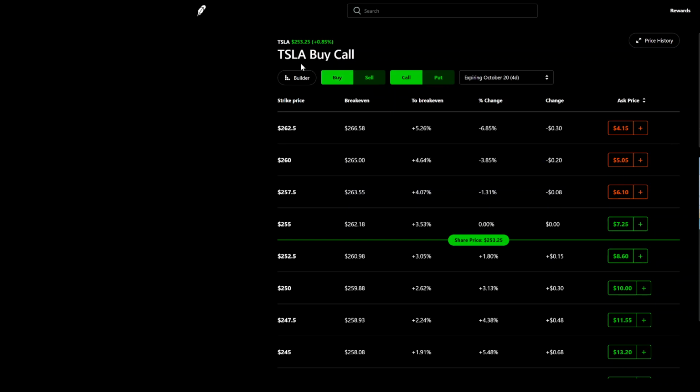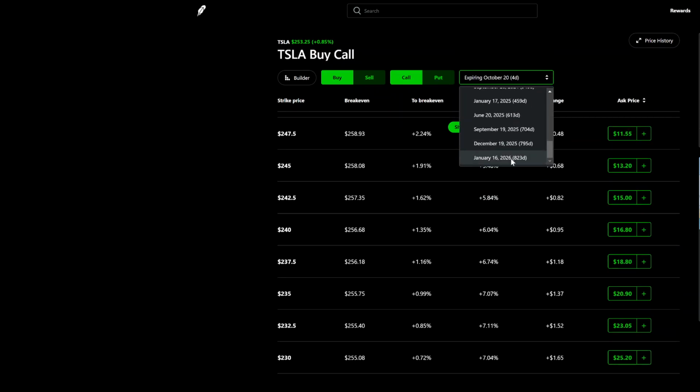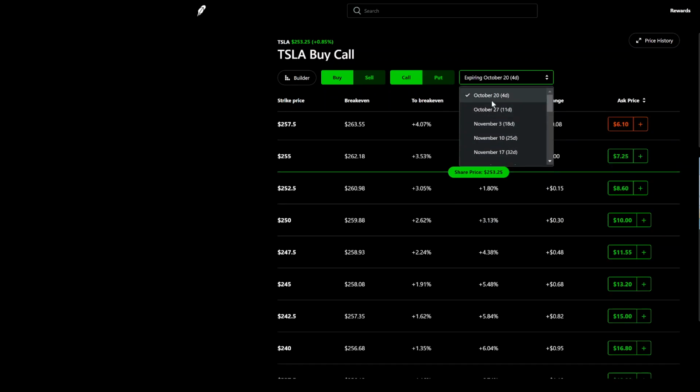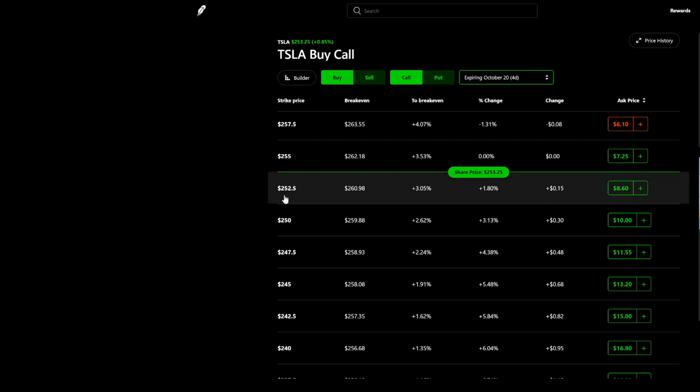So in this window, you can see we've got Tesla. Currently, it's selected to buy a call. So here we are on the buy, here we are on the call, here we are picking our expiration date. You can select from many different expiration dates all the way down to January 16th, 2026. We're just going to look at this week's contracts, which expire in 4 days from now. We're in Monday's trading session, and we are going to look at how to place a call option here.